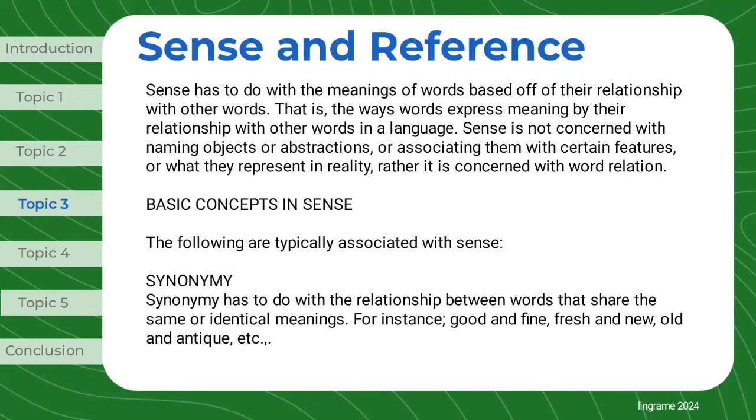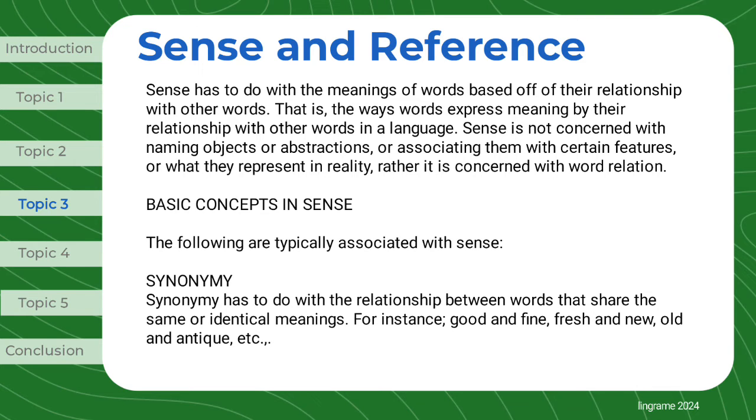deceit? Sense and reference. Sense has to do with the meanings of words based off of their relationship with other words. That is, the ways words express meaning by their relationship with other words in a language. Sense is not concerned with naming objects or abstractions, or associating them with certain features, or what they represent in reality, rather it is concerned with word relation. Basic concepts in sense. The following are typically associated with sense.